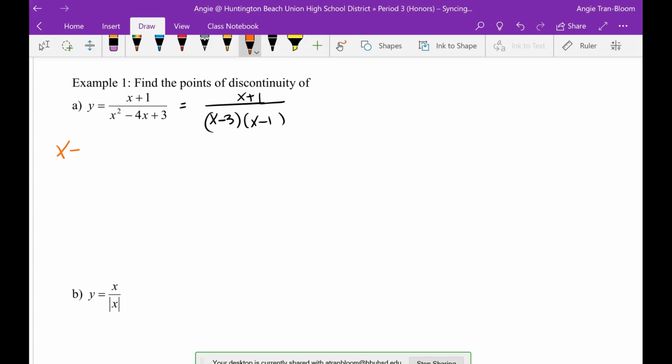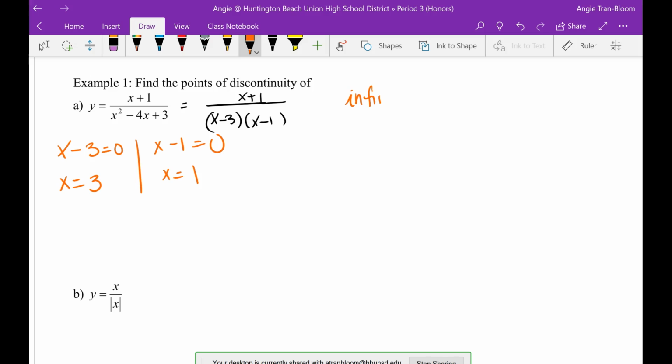Correct. We're going to take whatever's on the bottom and set it equal to 0. Now, I'm going to have 2 x values here that x can never ever be. Can we agree? Well, what do we call these? Old school, those are called vertical asymptotes. New school, infinite discontinuity. Infinite discontinuity at where? At x equals 3 and x equals 4.